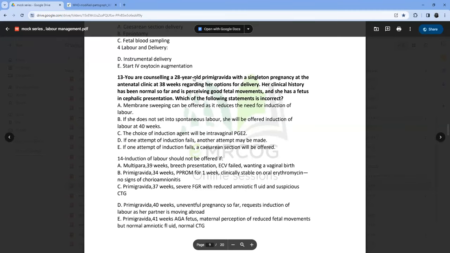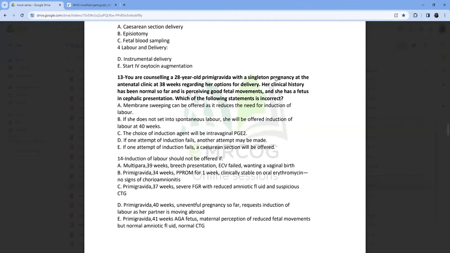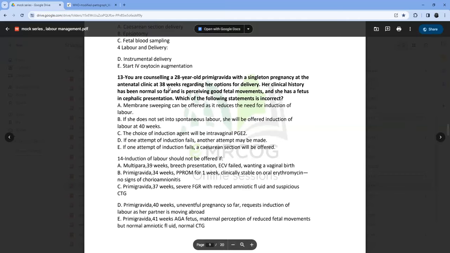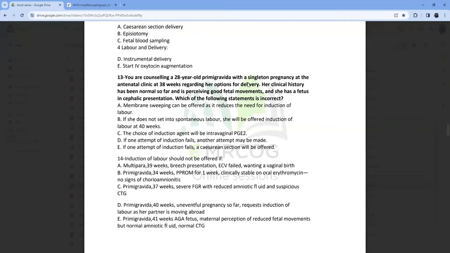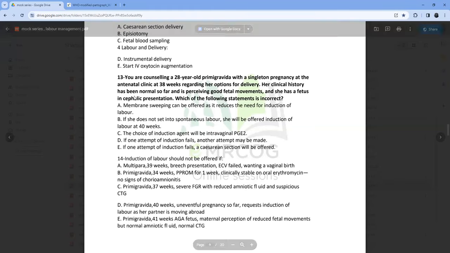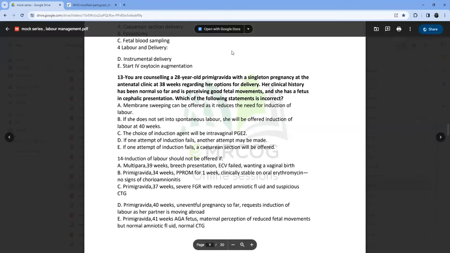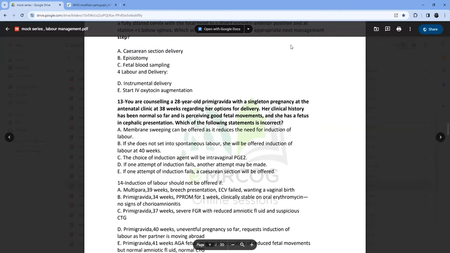So you are counseling a 28-year-old primigravida with a singleton pregnancy at the antenatal clinic at 38 weeks regarding her options of delivery. Her clinical history has been normal. Okay, my dear friend, in the fetal monitoring, sorry, because I just saw the fetal blood sampling, I need to say something very important, okay?